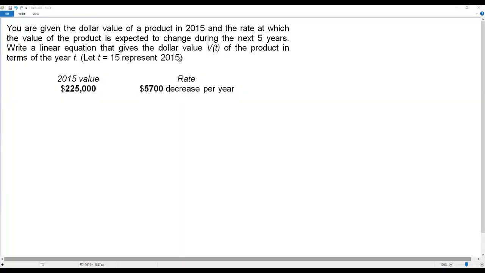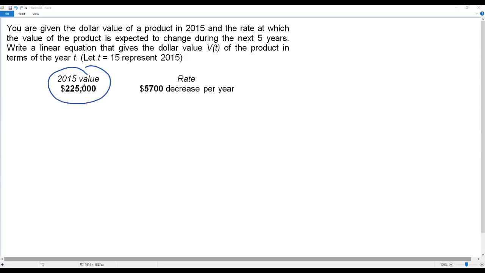Here we have a pre-calculus problem. Okay, let's go with the information. You are given the dollar value of a product in 2015 and the rate at which the value of the product is expected to change during the next 5 years. Write a linear equation that gives the dollar value V of t of the product in terms of the year t. Let t equals 15 represent 2015.